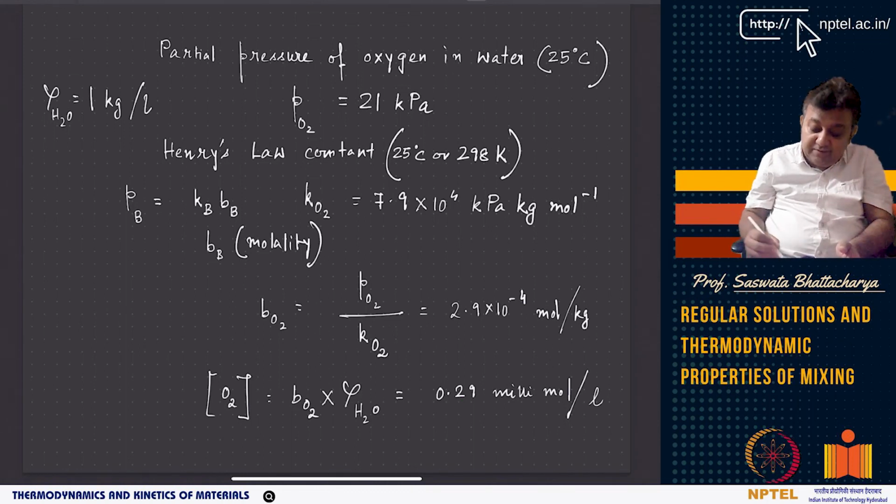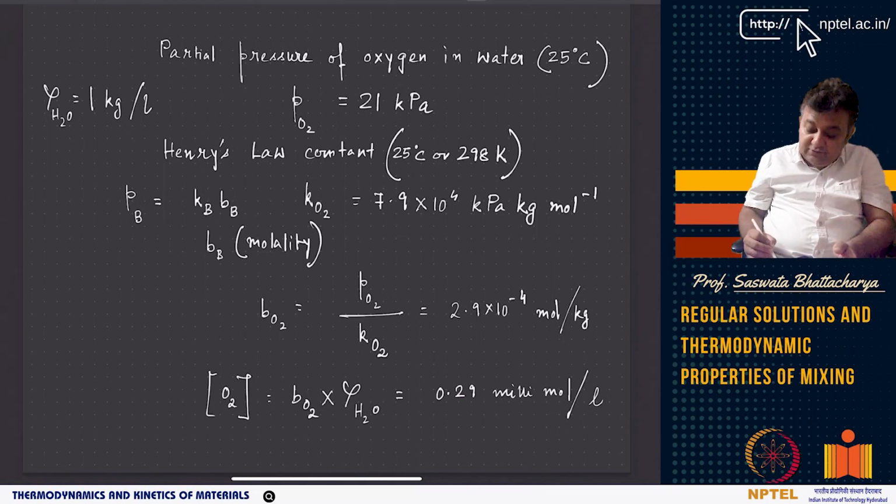So PB equals KB BB, where BB is nothing but molality. If you know BO2, the molality of oxygen, you can find it out if you know KO2, which is 7.9 times 10 to the power 4 kilopascal kg per mole. So BO2 comes out to be 2.9 times 10 to the minus 4 moles per kg. That means it's a very small amount of moles per kg of the solvent, right? Sometimes you can call it per kg of the solution, but strictly speaking, molality is per kg of the solvent.